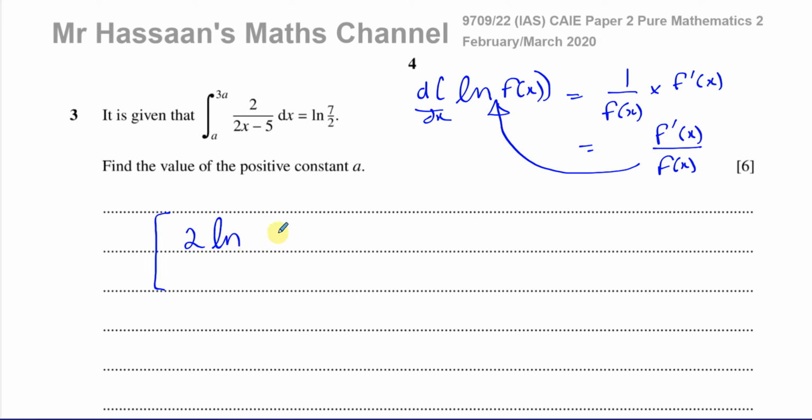As we see, the 2s cancel out, and we're left with this, and we have our limits of 3a and a. When we find that value, it's going to give us the ln of 7 over 2. And we have to find the value of a that makes this equation true. So we have to always write the modulus.